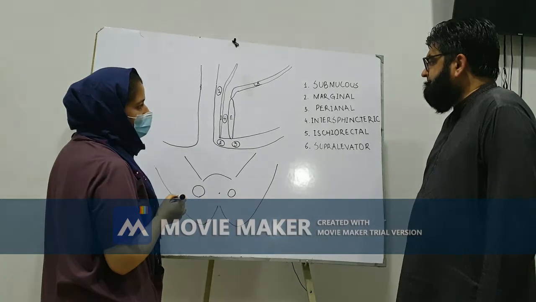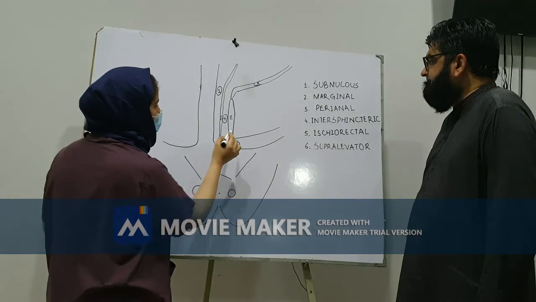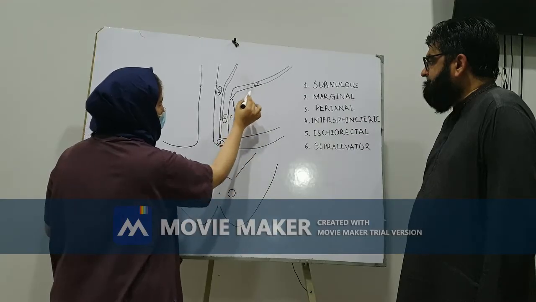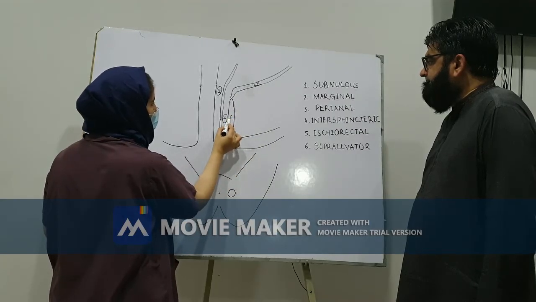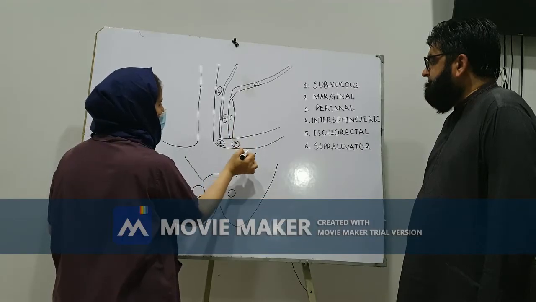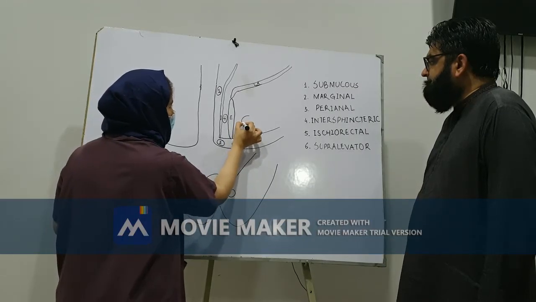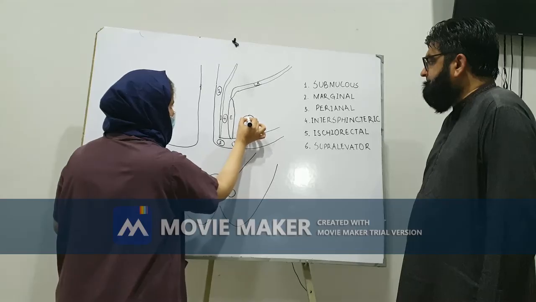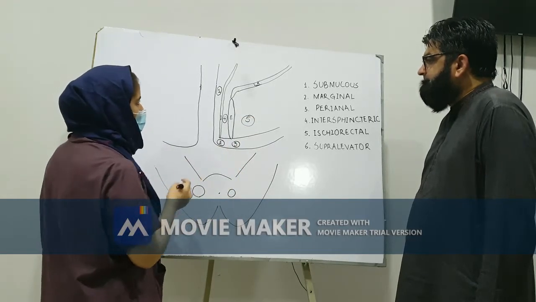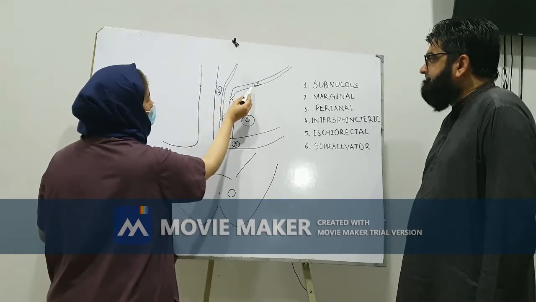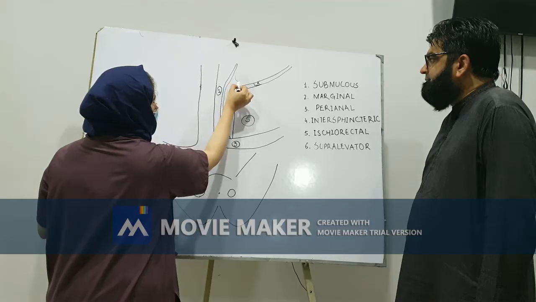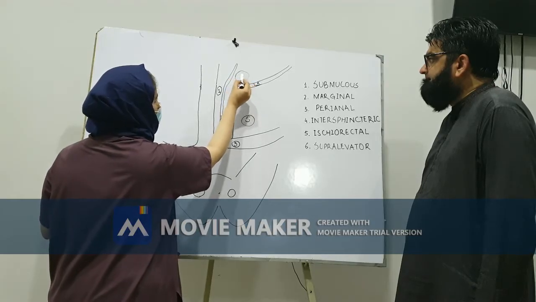Fifth type is ischiorectal abscess. It is present in the ischiorectal fossa. This is our ischiorectal fossa, which is present between the external sphincter, levator ani and deep to the perianal skin. So this is our fifth kind. Then we have supralevator abscess. It is present above, or deep to, the levator ani muscle. So it is present here.